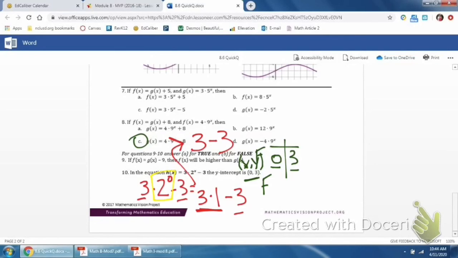Now, parentheses, exponents, multiply, divide, none of that, add, none of that. The last, the S is subtract. 3 minus 3 should be 0. So in other words, when we plug in 0, we actually get 0 out. So our y-intercept is actually 0, 0 in this one. So that one should be false.